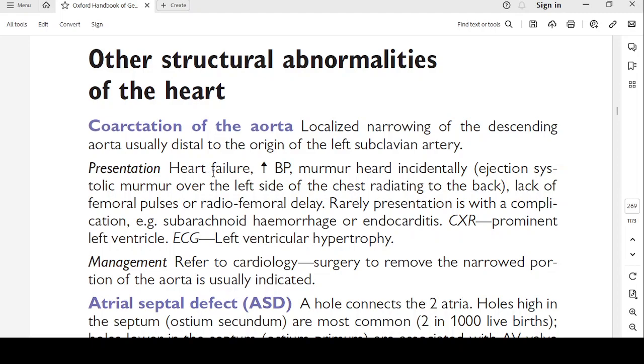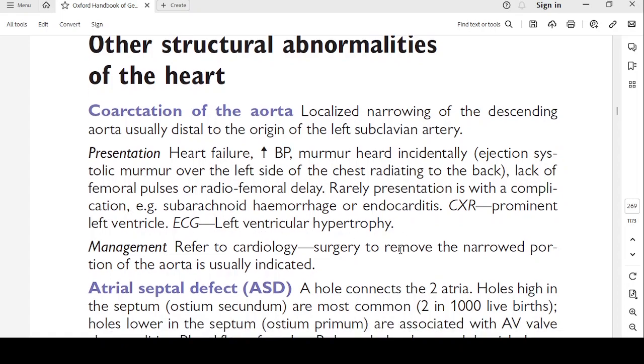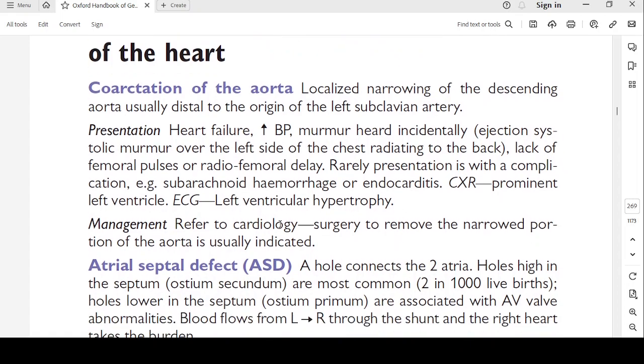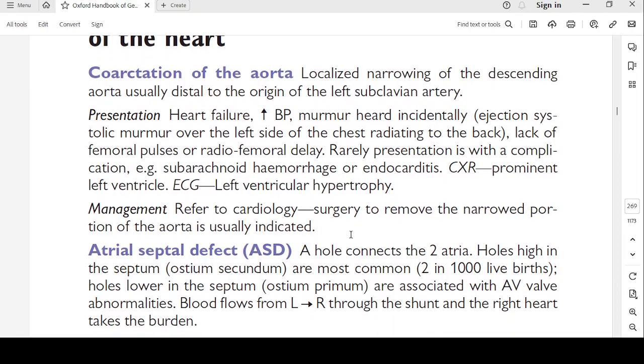Either they present with heart failure, high BP, murmur heard incidentally, ejection systolic murmur over the left side of the chest radiating to the back, lack of femoral pulses or radiofemoral delay. Rarely, presentation is with a complication, example, a subarachnoid hemorrhage or endocarditis. Chest X-ray: prominent left ventricle. ECG: left ventricular hypertrophy. Management: refer to cardiology. Surgery to remove the narrowed portion of the aorta is usually indicated.